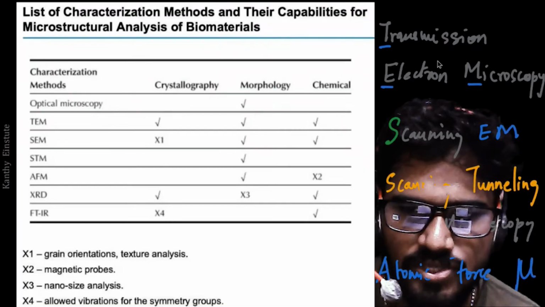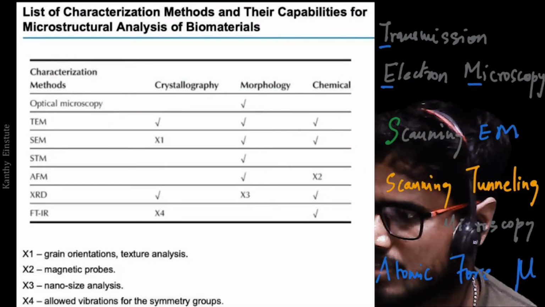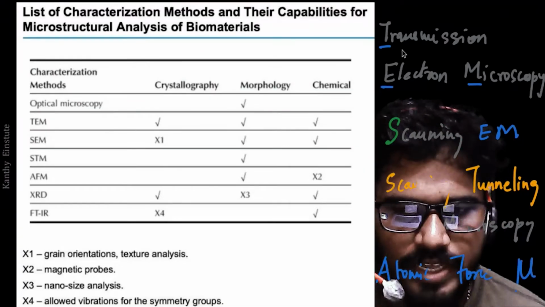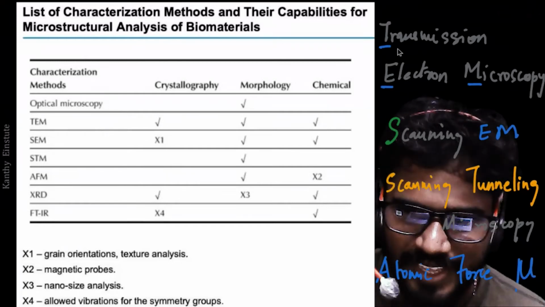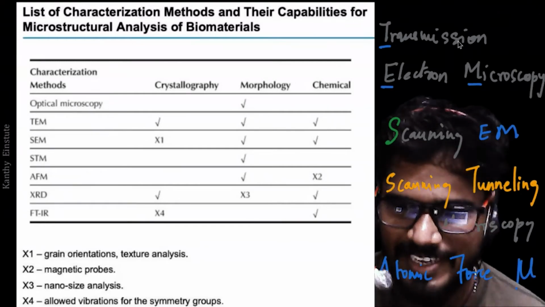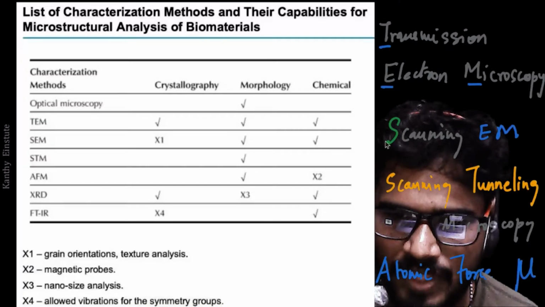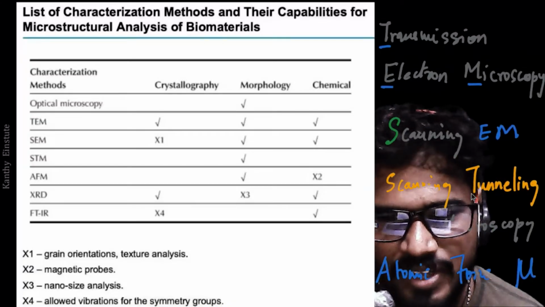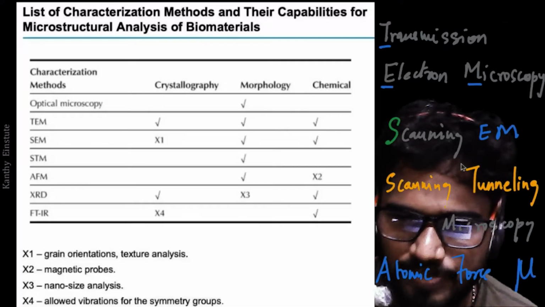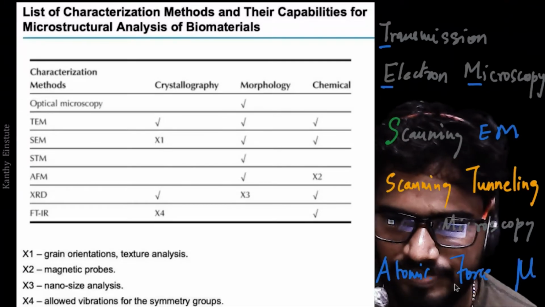The difference between these two things, again, I have to do this reasonably fast: electrons can get transmitted, or electrons can get scattered and bounce back. That's the difference between scanning and transmission. And then you have scanning tunneling. You can also put a probe, as you put a probe in AFM.